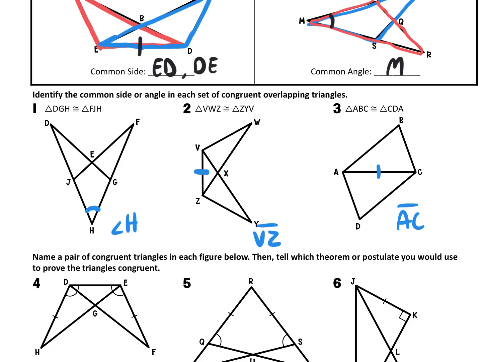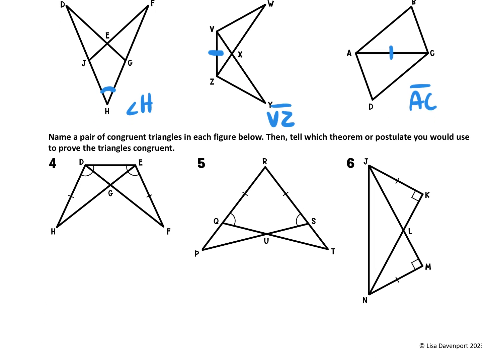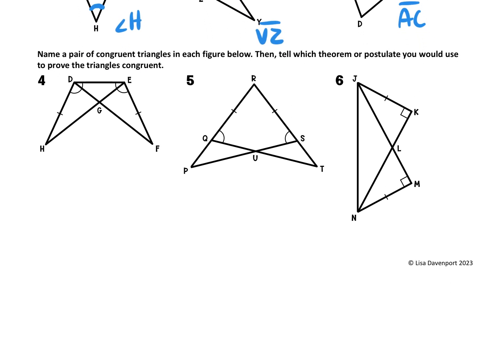Questions about shared sides and shared angles? We'll see a lot more of those throughout today. Let's look at 4 through 6. It wants us to state how these two triangles can be congruent to each other.